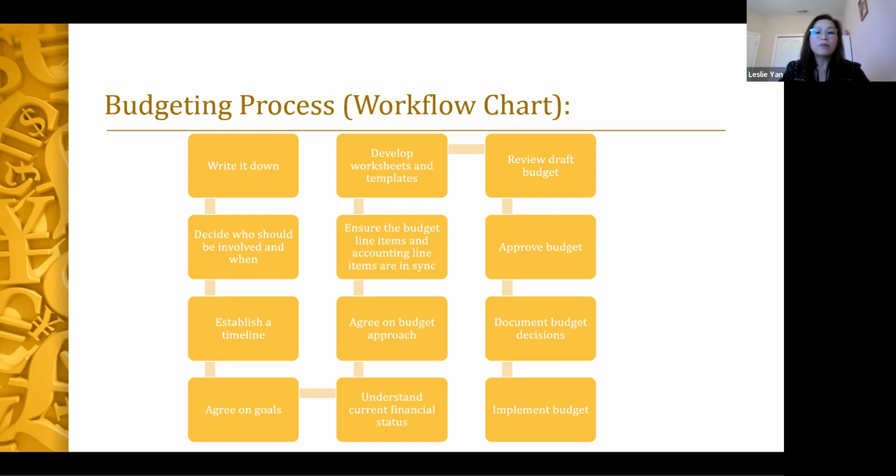The other step in the process is that you need to develop worksheets and templates. These templates include the detailed revenue templates. This revenue detail should include grant funding, private contributions, events, program revenues.